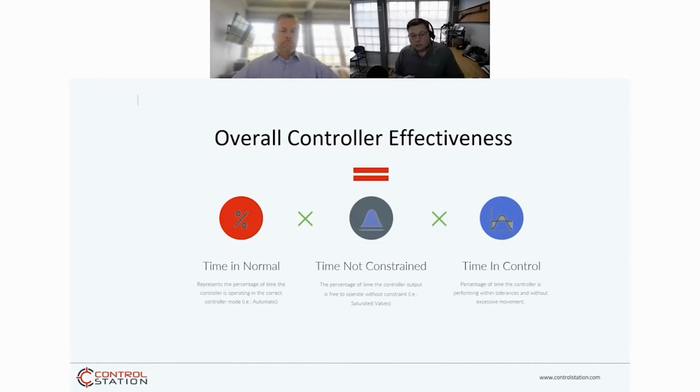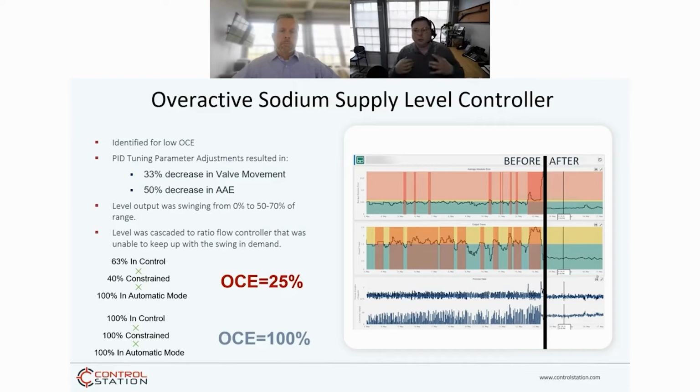Additionally, those numbers can be aggregated together to get a much more macro view. So let's take a look at an individual piece of the overall controller effectiveness. And when I say piece, I mean on one particular loop. Then we'll expand that out to the more macro-style view.